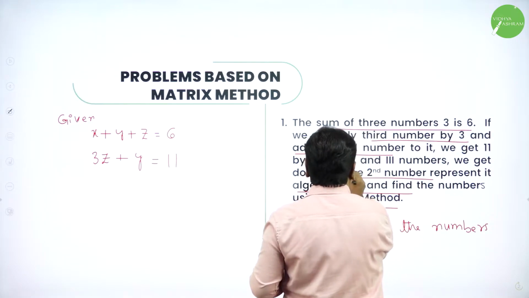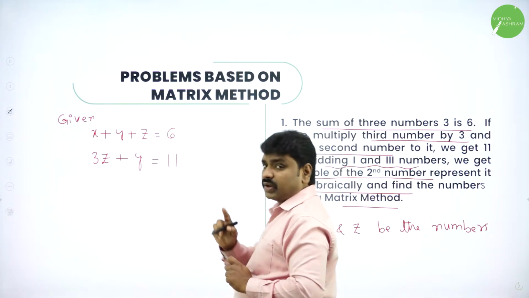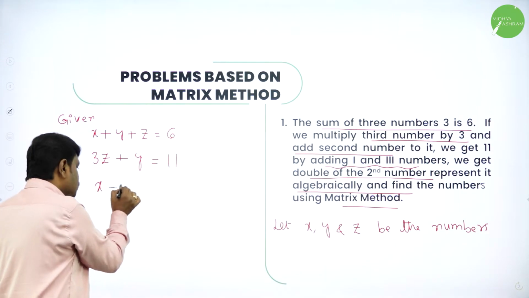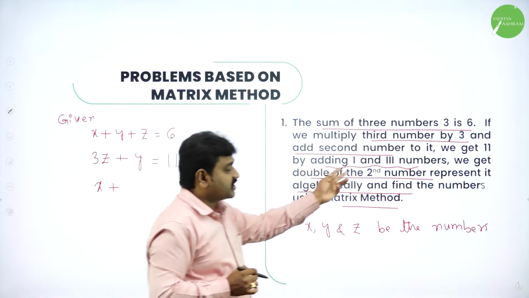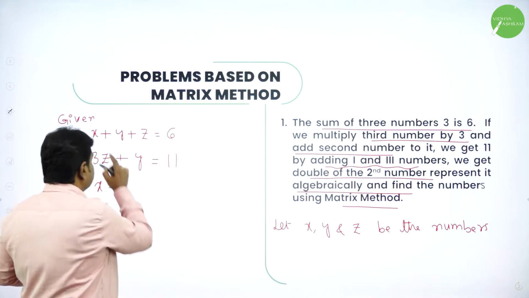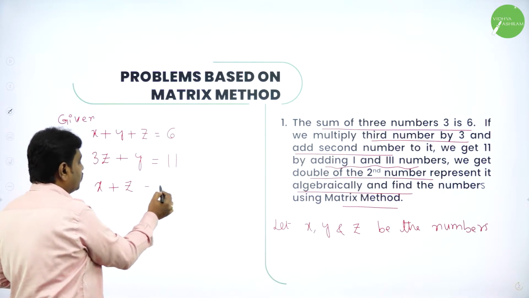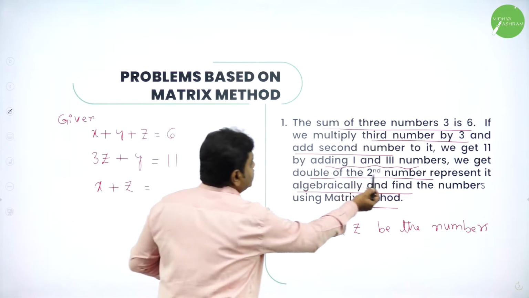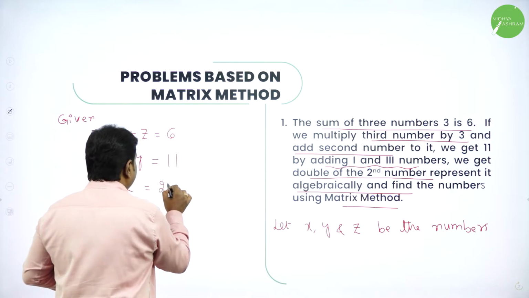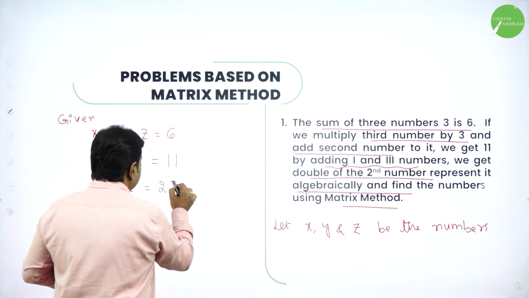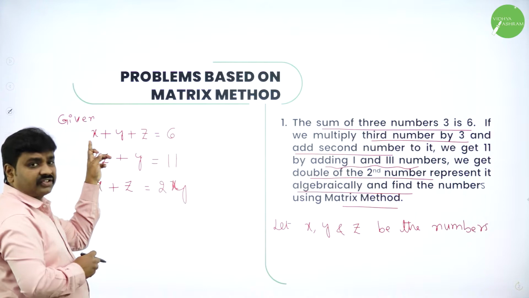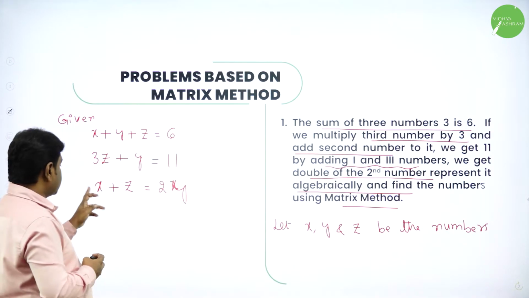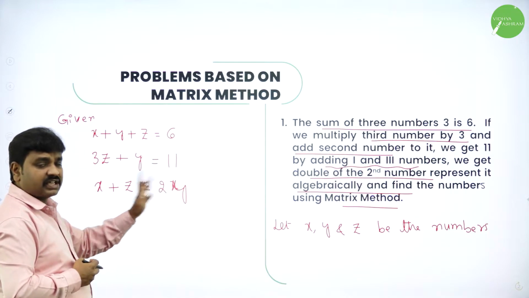By adding first and third, first means what? First number is x. Adding means what? Plus. What is the third number? X is the first number, z is the third number. By adding first and third, we get double the second number. Double the second number means what? We'll get 2y. See here, first number is x, second number is y, third number is z. Adding the first number to the third number, we get twice the second number.